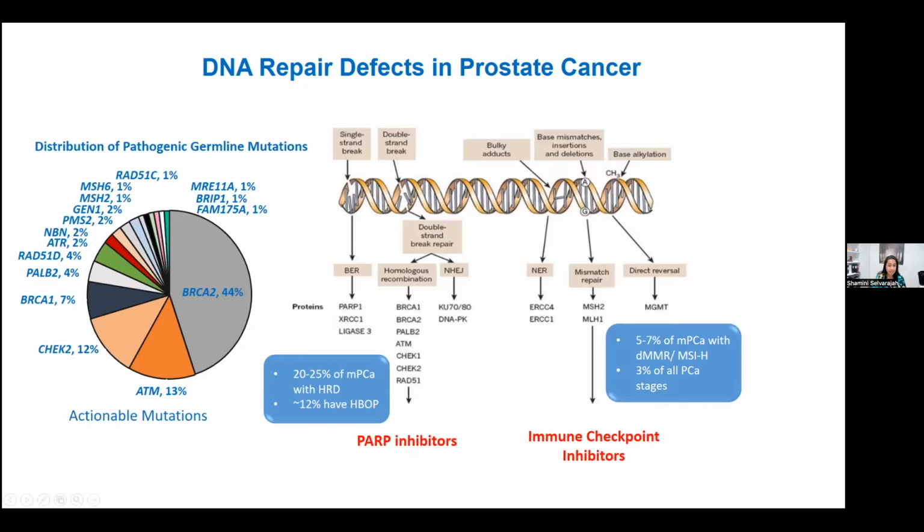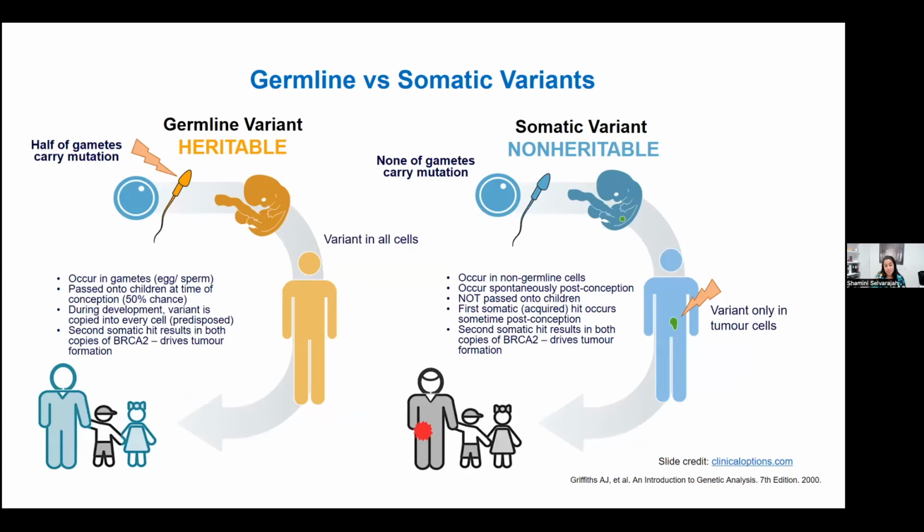The pie chart on the left here basically has the results of a study. They looked at about 700 men who had metastatic castrate-resistant prostate cancer, and they looked at the status of 16 genes. As you can see, the ones that are most frequently involved are the BRCA2 gene as well as the ATM gene. In this study, they found about 20 to 25% of men had these alterations in the homologous recombination pathway. So I mentioned germline versus somatic. These are the two different kinds of alterations that can lead to cancer. Let's say we're talking about the BRCA2 gene.